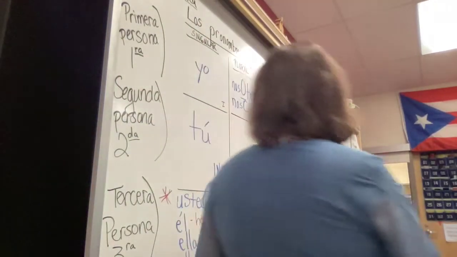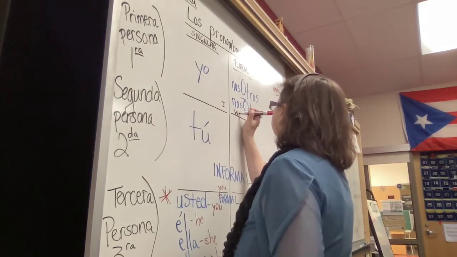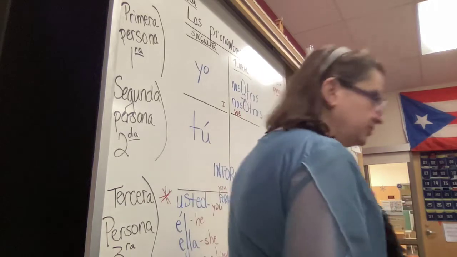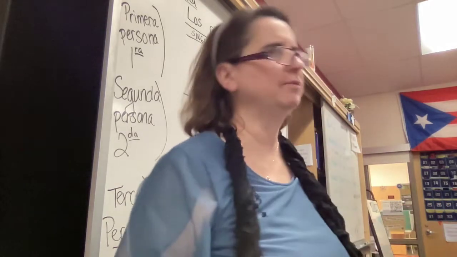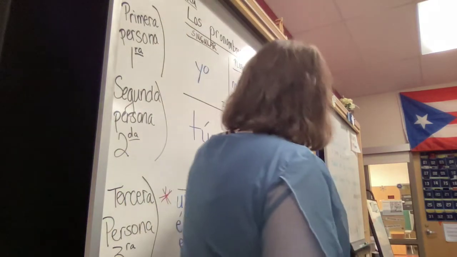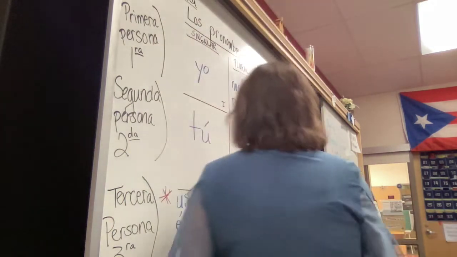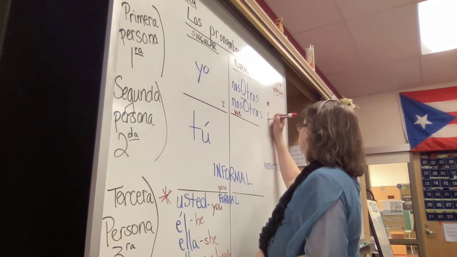Sí, muy bien. Usually people will guess "us," but that's the object pronoun, when you're the object of a sentence. This is when you're the subject of the sentence, you say "we." So, nosotras, for example. This is the masculine, this is the feminine.